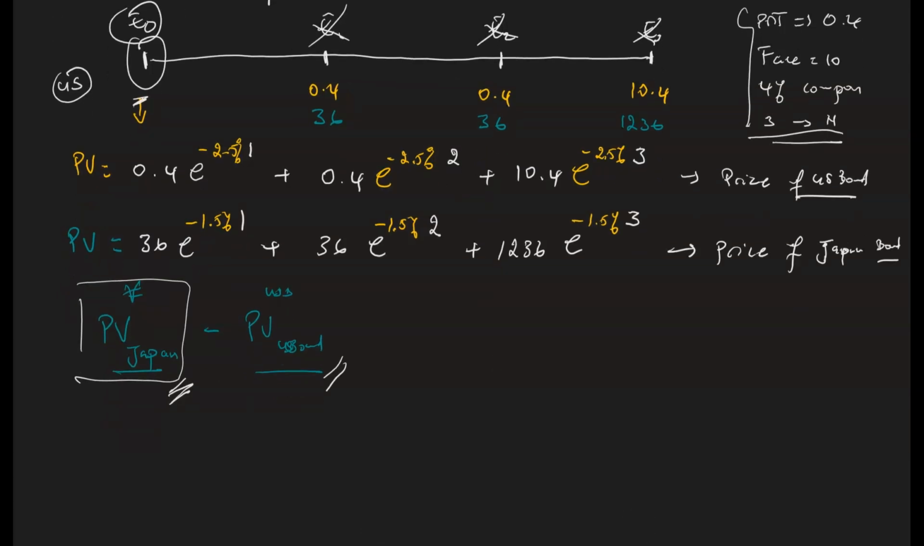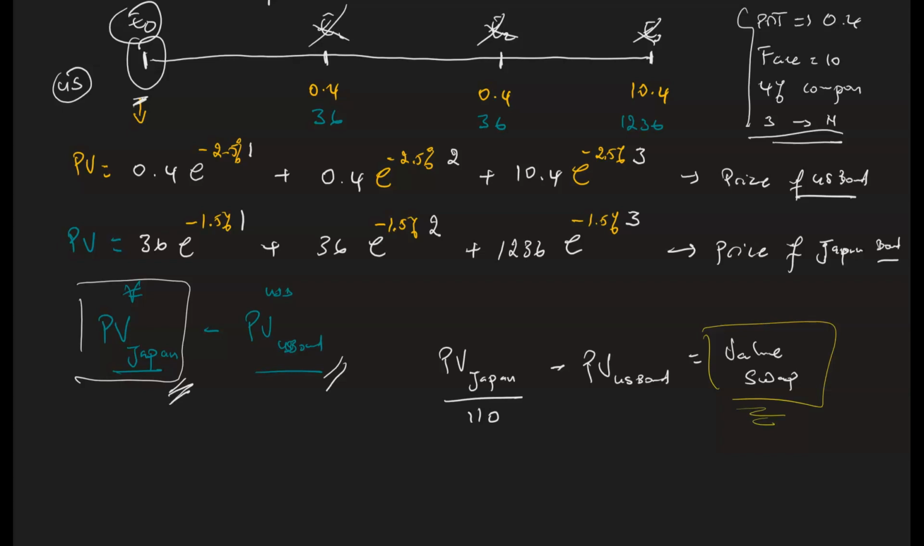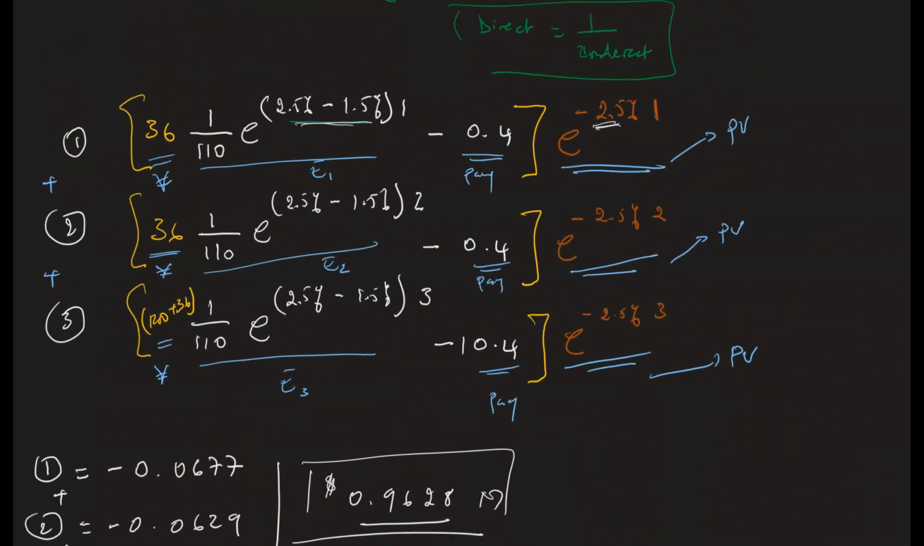And the way we're going to do that is present value of the Japanese bond divided by 110. That is going to convert the Japanese yen to US dollar, minus the present value of the US bond. And that's going to give us the value of our swap. The value of our currency swap. It's going to achieve the same goal that we achieved here.